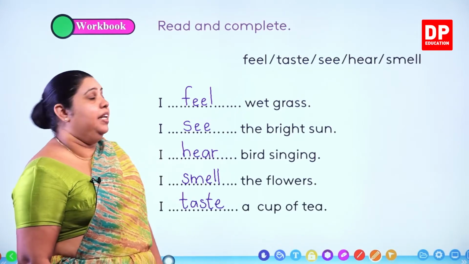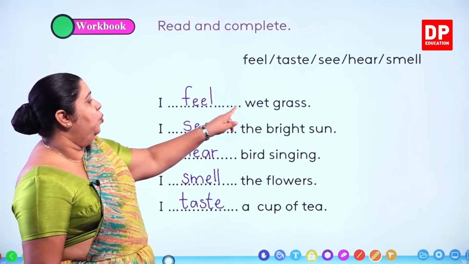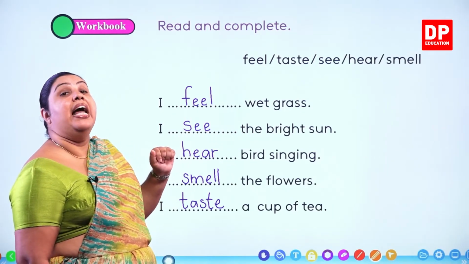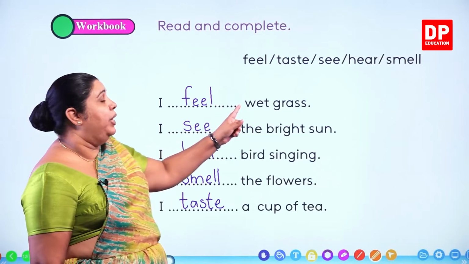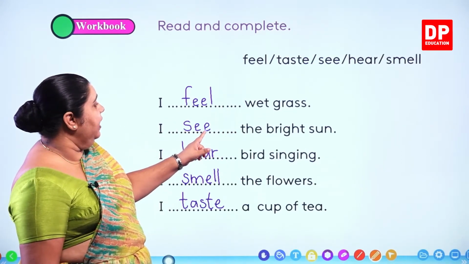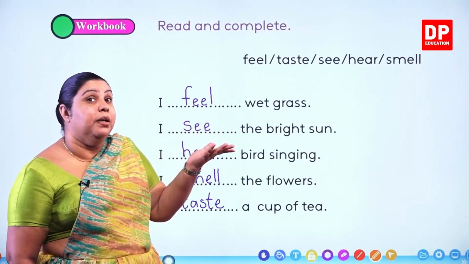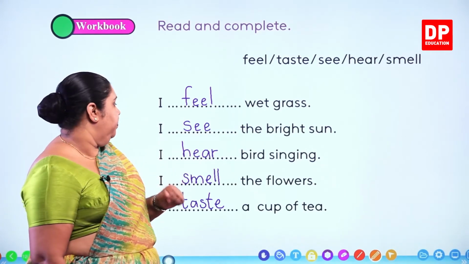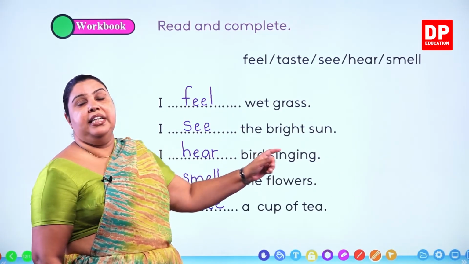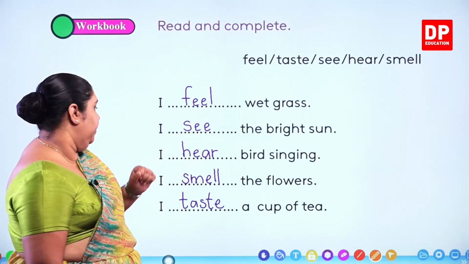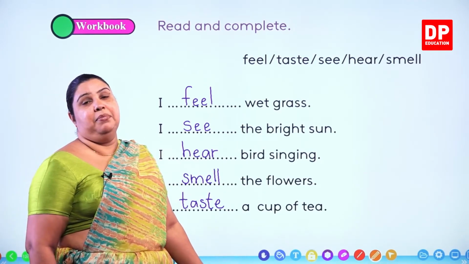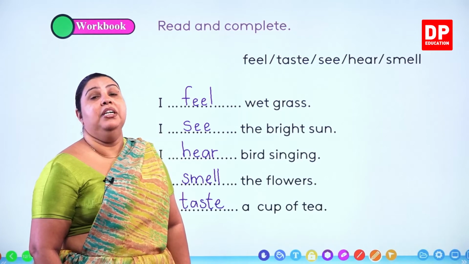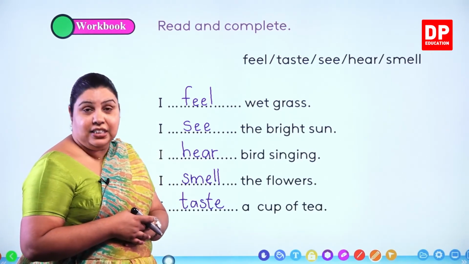Shall we read this once again? I feel wet grass. මට තෙත සීතල තනකොළ දැනෙනවා. කකුල් දෙකට දැනෙනවා. I feel wet grass. I see the bright sun. ඔන්න මට පේනවා ඉර පායලා තියෙනවා උදේට. A beautiful morning. I see the bright sun. I hear bird singing. I smell the flowers. මට මල්වල සුවඳ දැනෙනවා නහයට. I taste a cup of tea. මම රස තේ එකක් බීලා තේකේ රස මට දැනෙනවා.